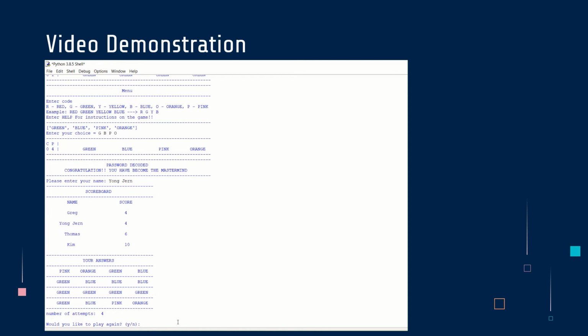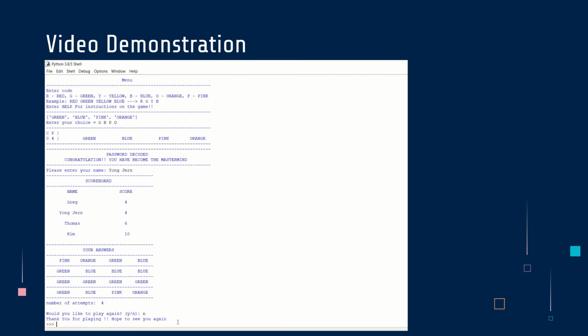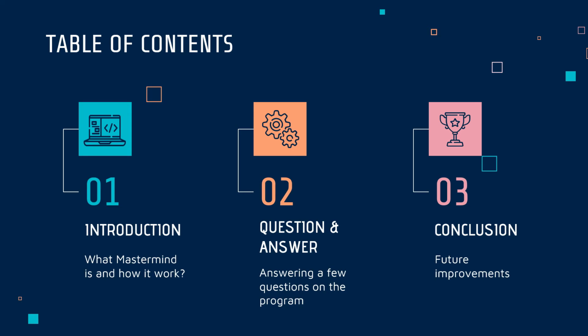So you'll be told whether you would like to play the game again. If you'd like to play, just press yes. If you don't want to play, then press no. I'm going to press no, and it will show thank you for playing. Now we'll move on to the question and answer, answering a few questions regarding the program.